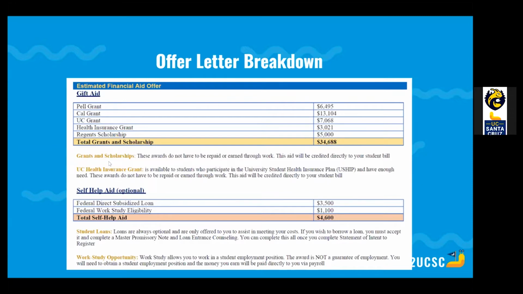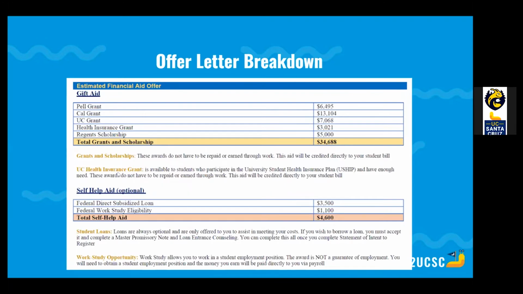And then just a couple of notes for things that I have mentioned, but if you didn't notice, notes in your conditional aid offer, grants do not have to be repaid or earned through work. And then the aid will be credited directly to your student bill. So for the charges that you incur for fall, you can expect that 1/3 of each of these funds will disperse to pay that first quarter charges. And then the university health insurance grant is available to students who participate in the USHIP insurance plan.